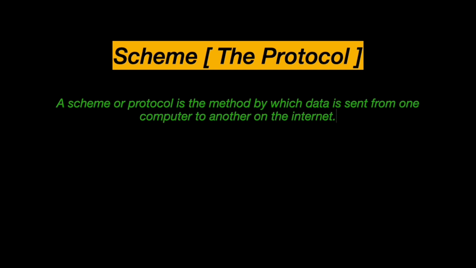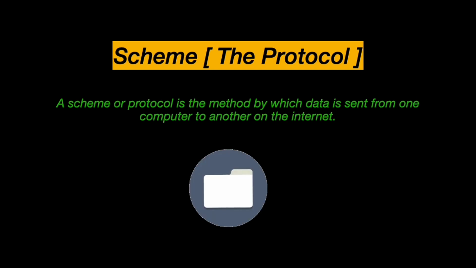We'll break down each part of a URL in detail next. Scheme, the protocol. A scheme or protocol is the method by which data is sent from one computer to another on the internet. Okay, it seems kind of vague, but fair enough. Try thinking about it like this. If URLs are a language, then http:// means we're going to be communicating in English.